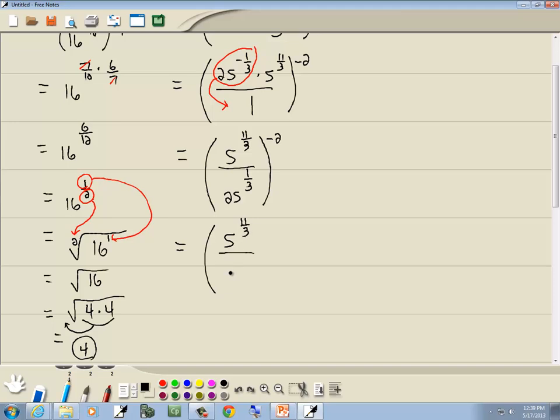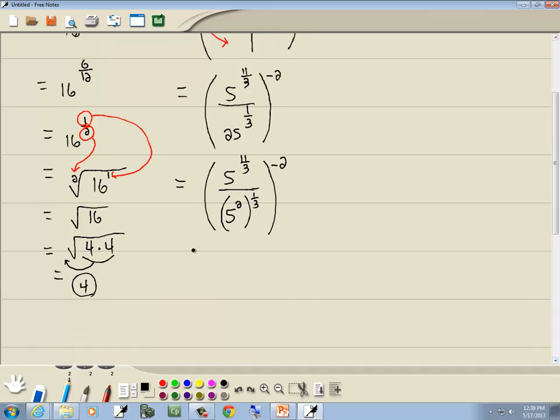25 I know is 5 squared, so I could rewrite the 25 as 5 squared. And there we go. So we got 5 to the 11/3. Remember, when you're raising one exponent to another exponent, you multiply the exponents. So 2 times 1/3 gives us 2/3. So we got 5 to the 2/3, all of it raised to negative 2 power.